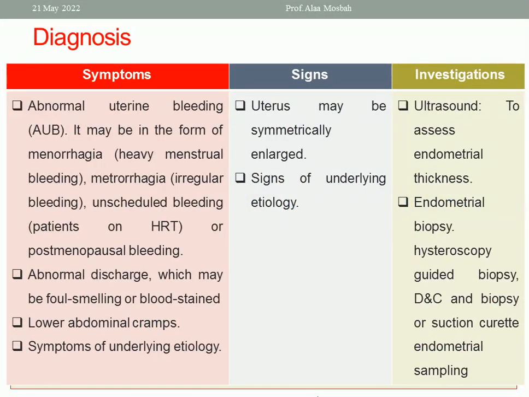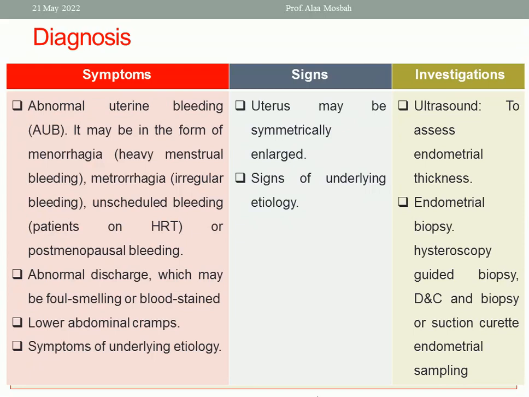The symptoms are in the form of abnormal uterine bleeding. This abnormal uterine bleeding may be in the form of heavy menstruation or irregular bleeding, intermenstrual bleeding, or unscheduled bleeding in a patient on HRT, or postmenopausal bleeding in postmenopausal ladies. Okay? There may be lower abdominal cramp, there may be vaginal discharge, which may be foul smelling or blood stained. There may be symptoms of the underlying etiology.